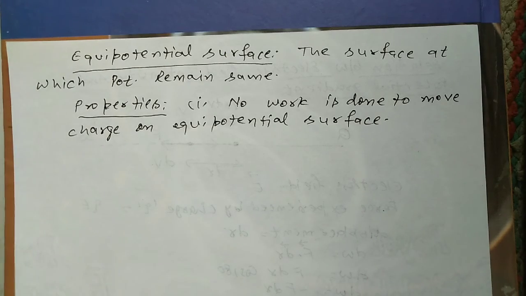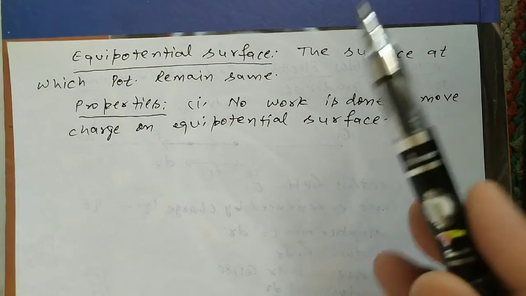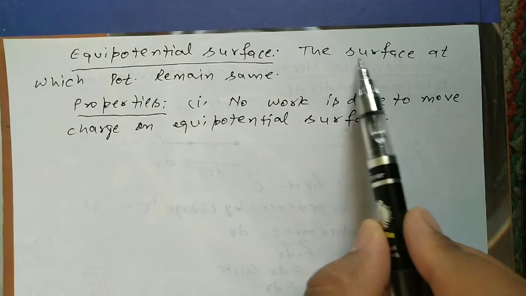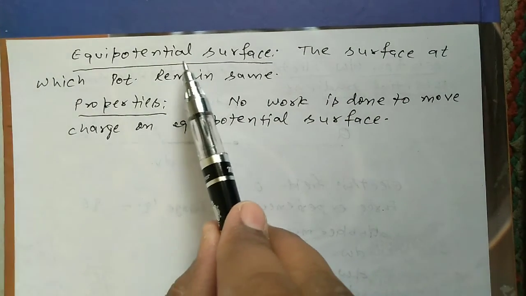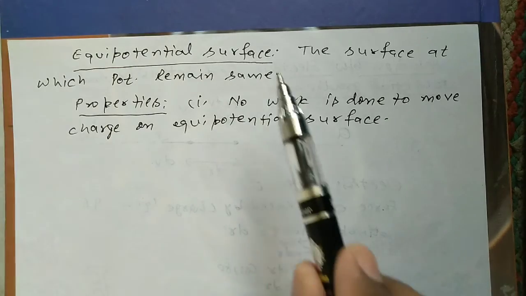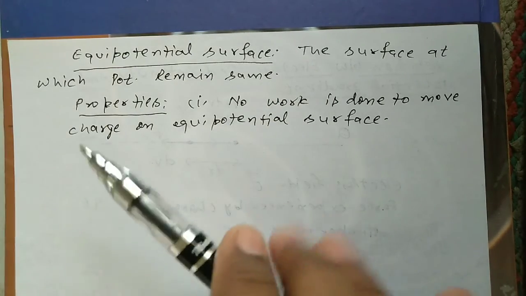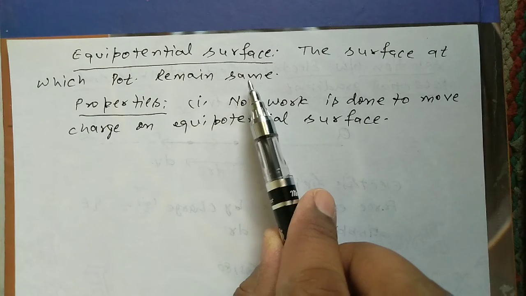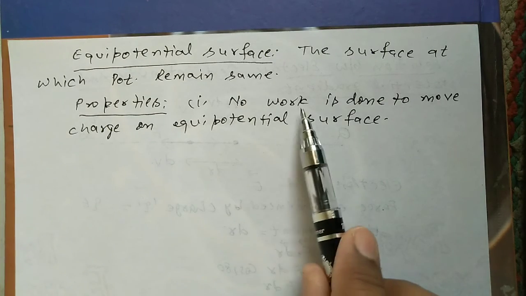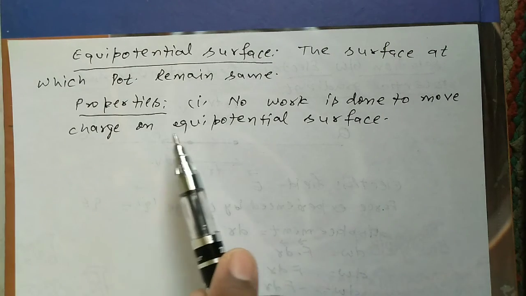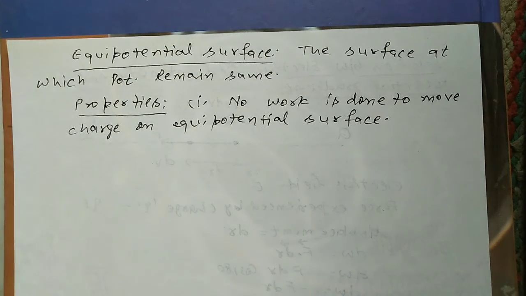Now the next topic is equipotential surface. The surface on which potential remains the same is known as an equipotential surface.